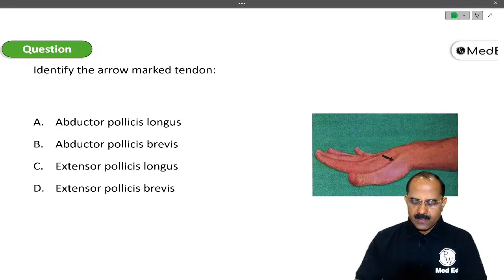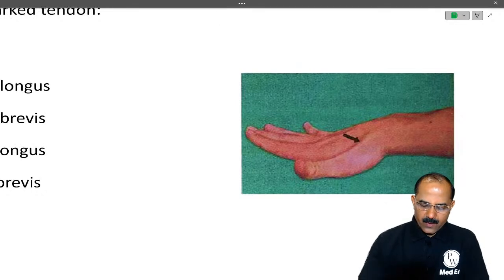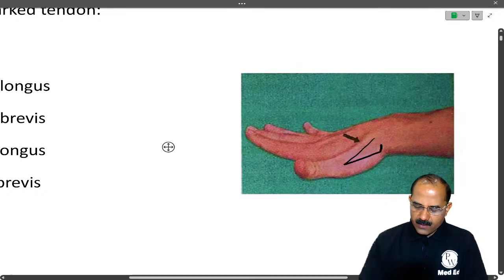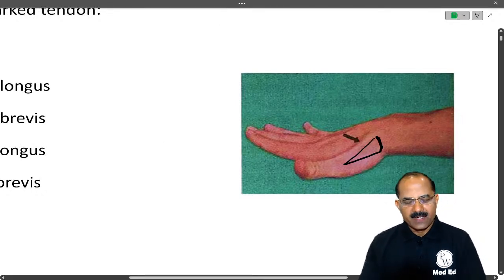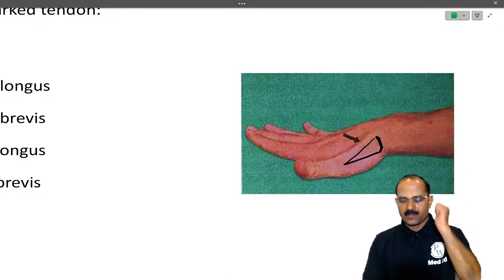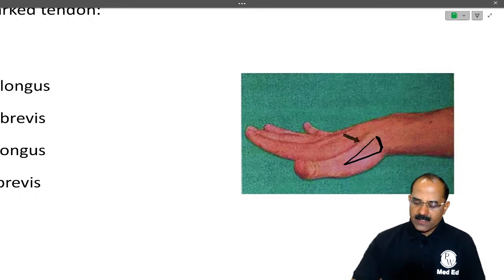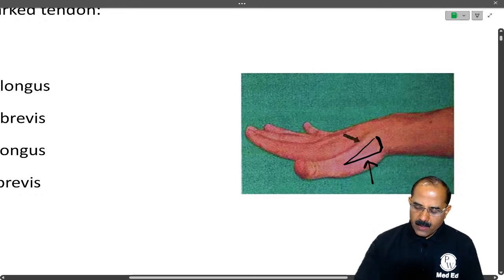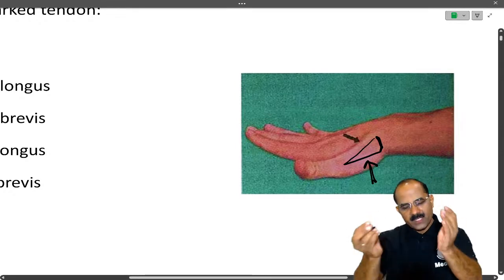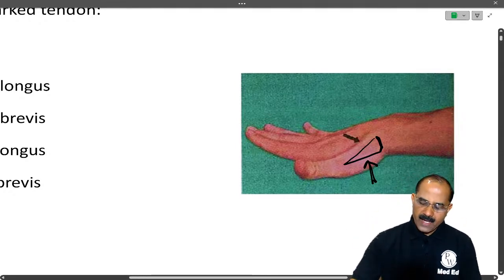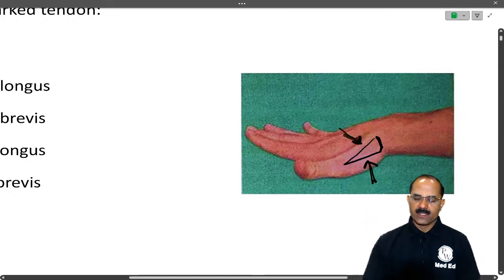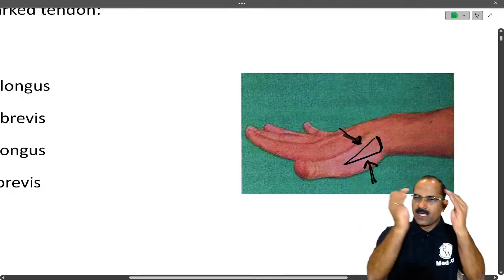Okay, so let me start. What is this area that you're looking at? ये क्या area है? That's the anatomical snuff box. Now, for the anatomical snuff box, what is this boundary going to be? The lateral boundary. And ये क्या boundary होगा? Medial boundary. है ना? एक lateral boundary, एक medial boundary.